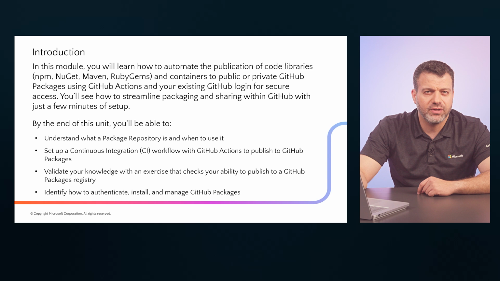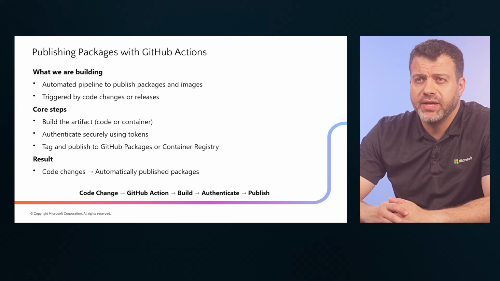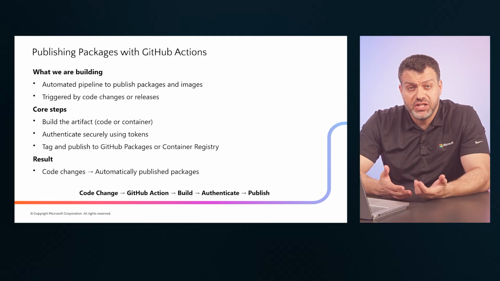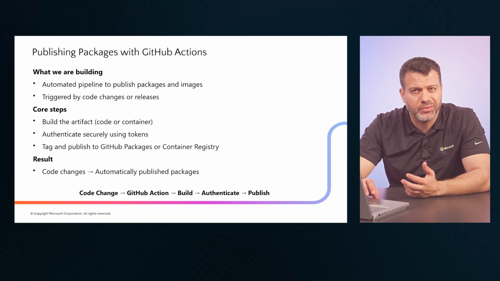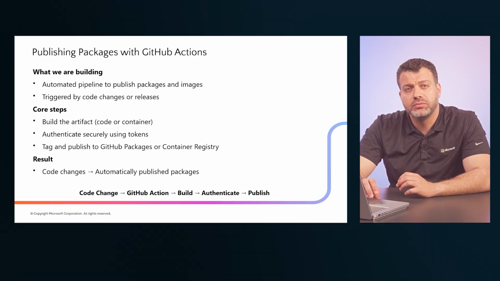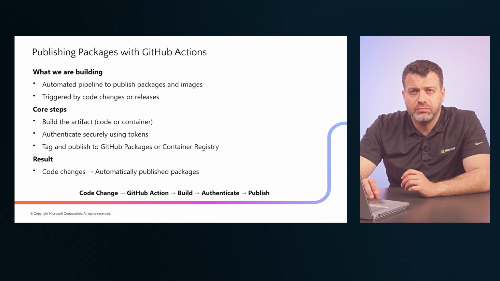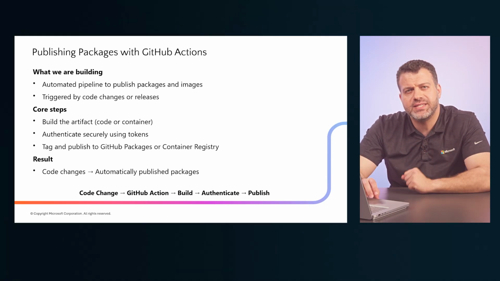So let's get started. Let's look at how we're going to build an automated pipeline using GitHub Actions. This GitHub Action is going to take your code and turn it into a published package or a container registry image. The flow is simple, but really powerful. Whenever code is updated or a release is created, a workflow is going to be triggered. The workflow performs three key steps.